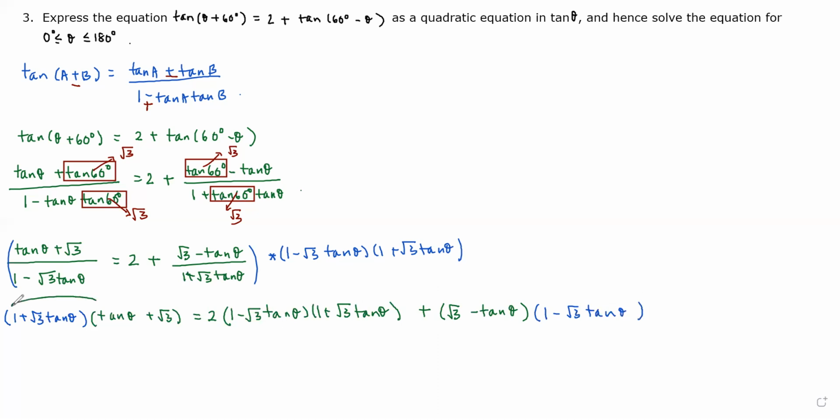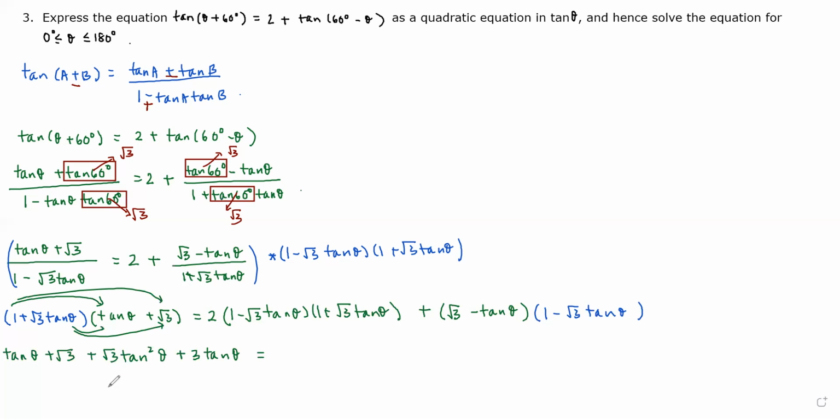We need to expand. That is the product of two binomials. We have to expand the left side. Upon expansion, when we multiply, we have tangent theta plus root 3 plus root 3 tangent square theta, and then we have root 3 times root 3, which is 3 tangent theta, on the left side.